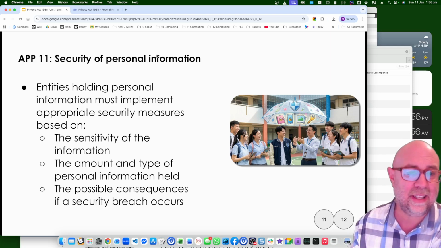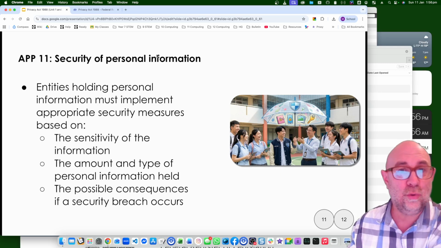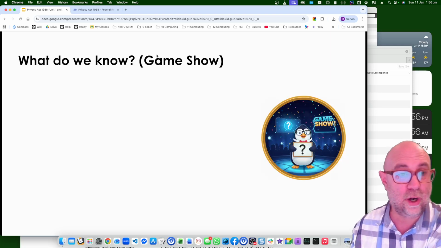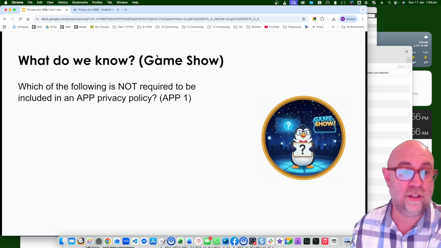Leaks suggest they let the information out. But you should have appropriate security in place. In fact, you're required to have that so that that information is kept private. So let's see what we know so far.